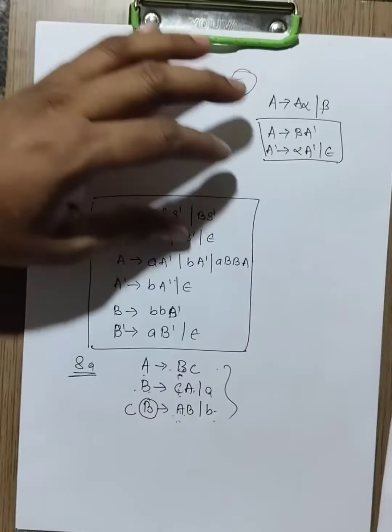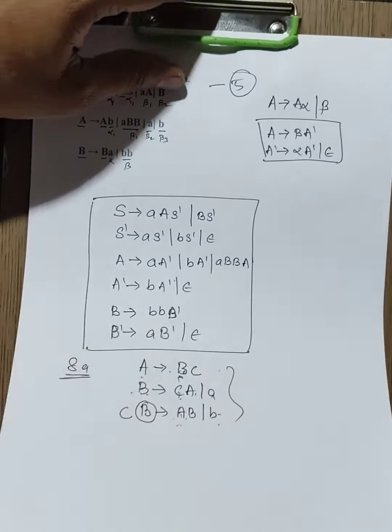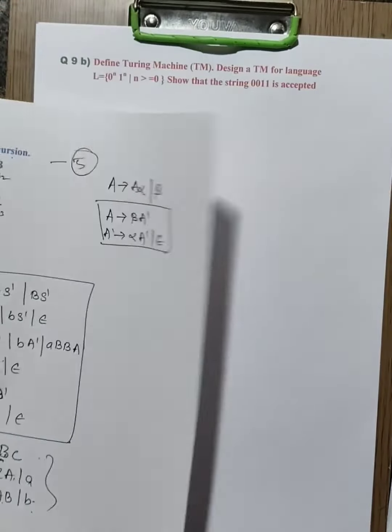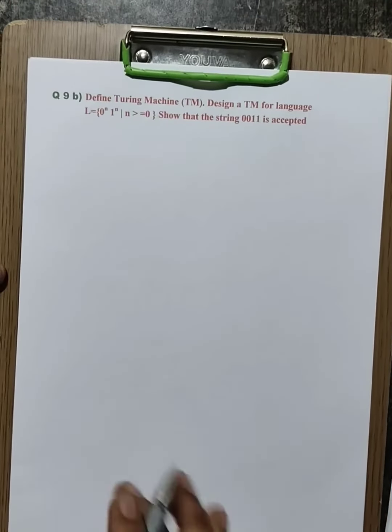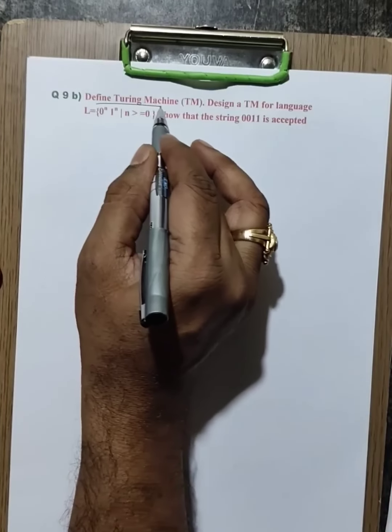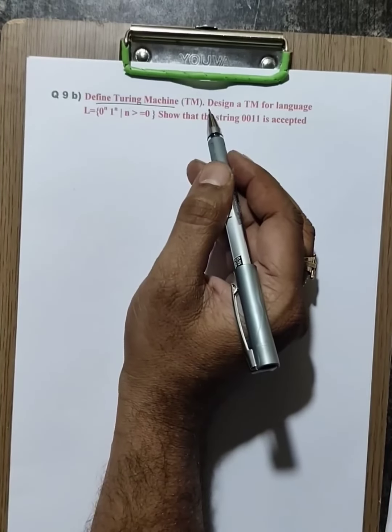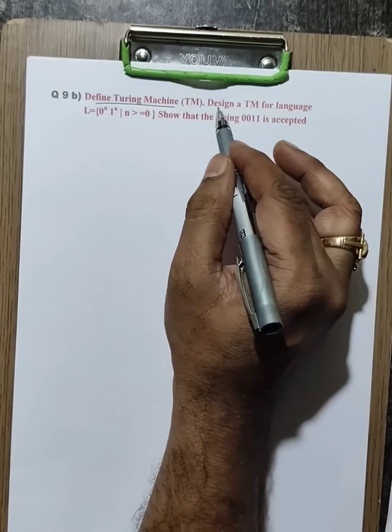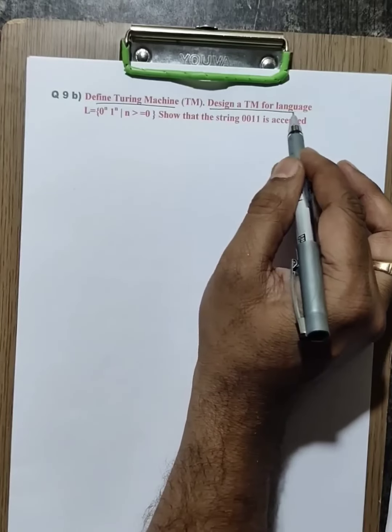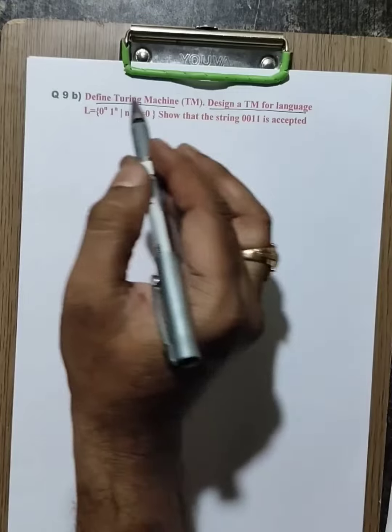We will see these examples. Question number 9B. Define Turing machine. A Turing machine is a set of 7 tuples. And design a Turing machine for the language.